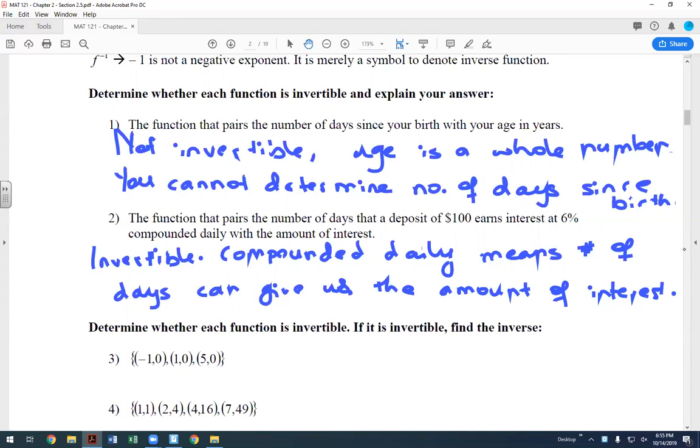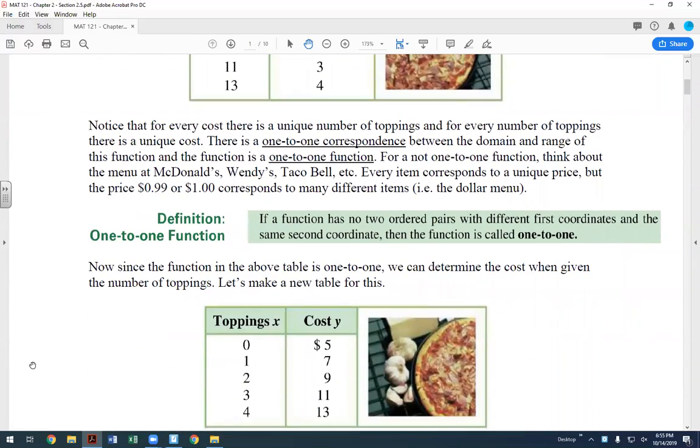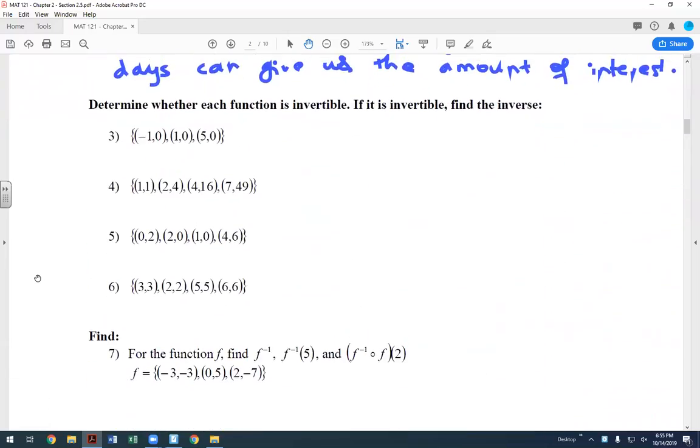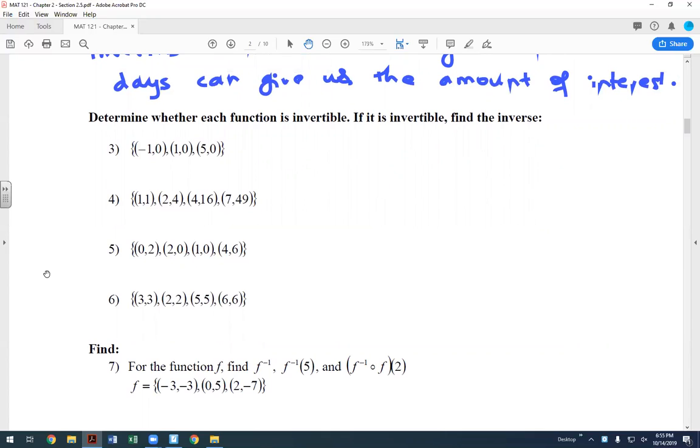Now, going back to our definition where we defined a function being one-to-one as for the same y coordinate, I should not have two different x coordinates. So keeping that definition in mind, what can you tell me about examples 3, 4, 5, and 6? Are they one-to-one, which means can we find the inverse? If we can't find the inverse, they actually want us to write down what the inverse function will be. For the same y value, we cannot have different x values.